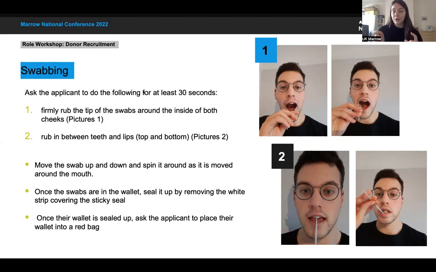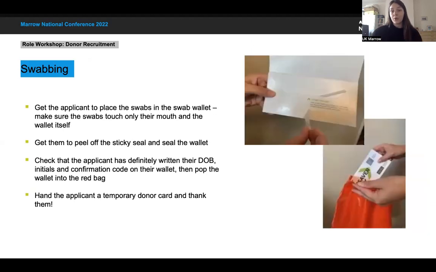And once they've done that, they pop them straight into the wallet like this. The swabs do not go back into the plastic. They go straight into the wallet. And once all 3 swabs have been completed, you peel off the sticky seal, you seal the wallet by closing it, and then you pop it into the red bag that should be somewhere at the event.